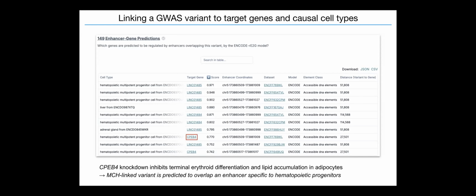One of these genes that shows up is CPEV4, which a quick search shows has been linked to erythroid differentiation, but also lipid accumulation in the adipocytes. However, here with our predictions, by looking at this table, we can see that this variant is specifically predicted to regulate that gene in the hematopoietic progenitor cells, which is a good candidate for where this variant might affect MCH.